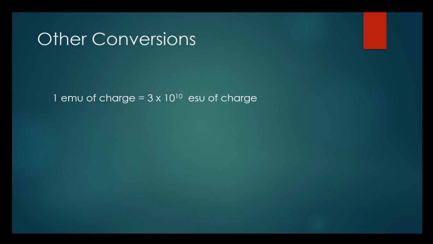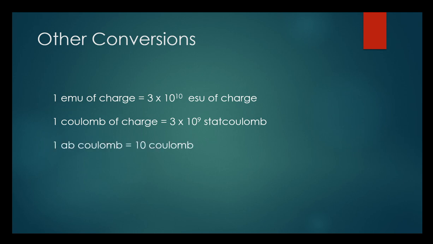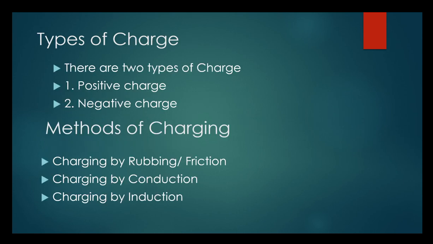Let us see one by one. 1 EMU of charge equals 3 into 10 to the power 10 ESU of charge. 1 coulomb of charge equals 3 into 10 to the power 9 stat coulomb. 1 Abcoulomb equals 10 coulomb. So these are different conversions which were there. We don't have to memorize all of those conversions because we will be dealing mainly in SI units.